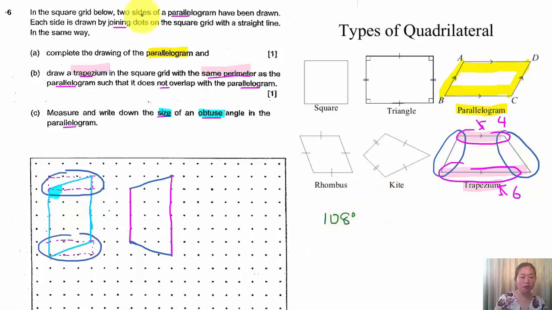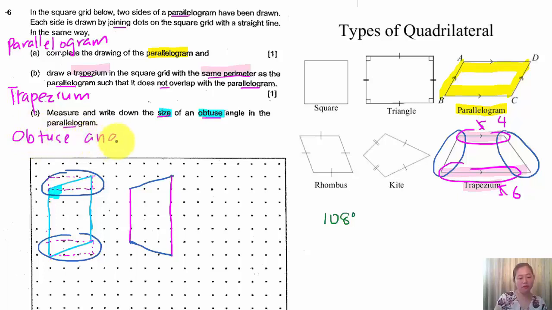Let's recap what we have learned. We learned about how to draw a parallelogram and also a trapezium. We also learned how to measure the angles, and this time it is an obtuse angle. Of course, we learned about the perimeter of a parallelogram and a trapezium.